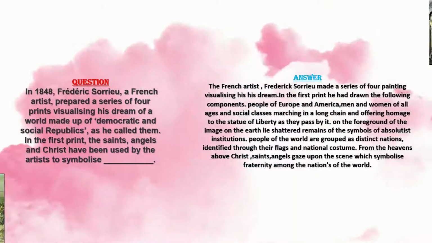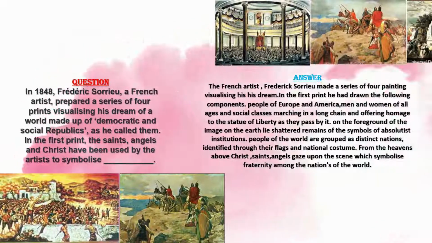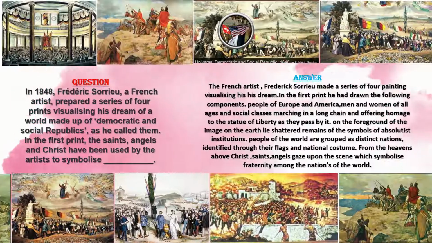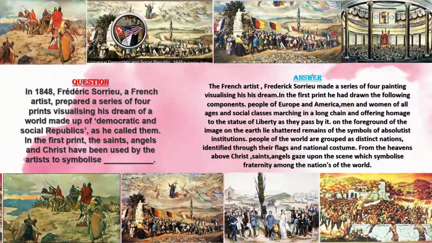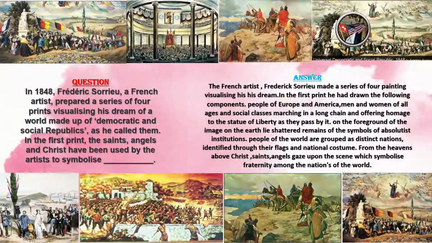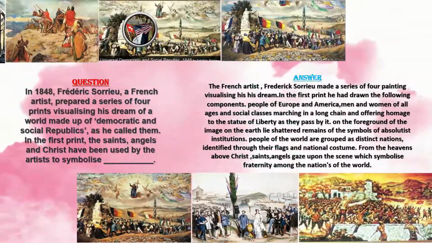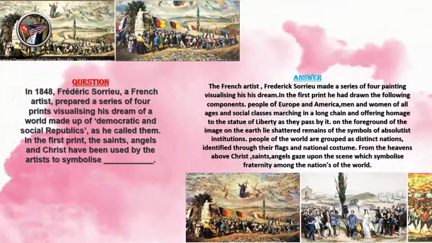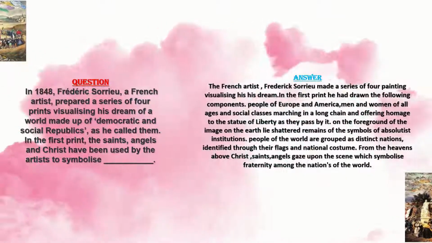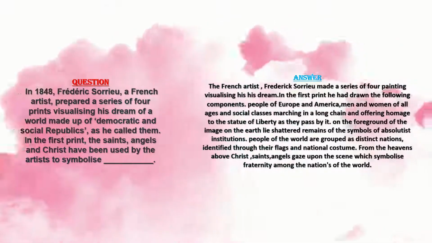In the first print, he had drawn the following components: people of Europe and America, men and women of all ages and social classes, marching in a long chain and offering homage to the Statue of Liberty as they pass by it. In the foreground of the image on the earth lie shattered remains of the symbols of absolutist institutions. People of the world are grouped as distinct nations identified through their flags and national costume. From the heavens above, Christ, saints, and angels gaze upon the scene, which symbolizes fraternity among the nations of the world.